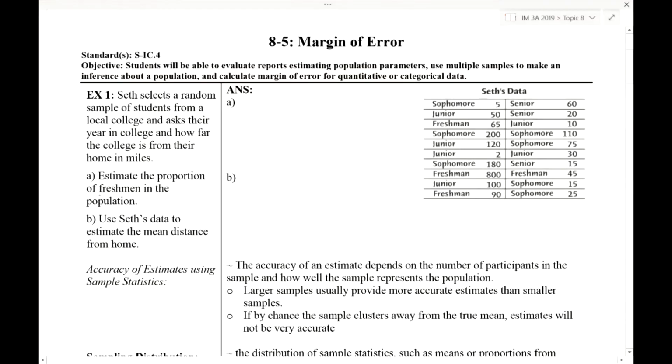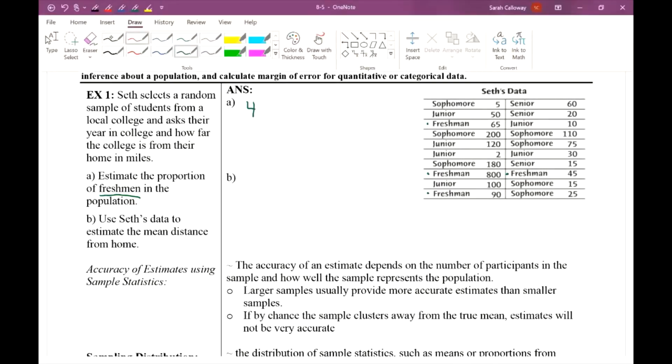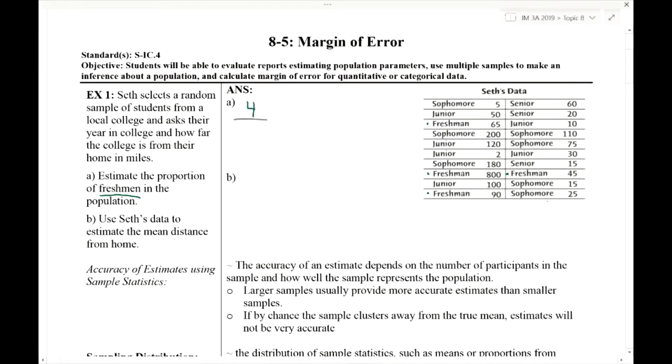So if we're looking at the proportion of freshmen in the population, all we really need to do is count how many freshmen there are. So in the sample, there are 1, 2, 3, 4 freshmen. So we're going to take 4 out of how many people is in the sample. If I count how many people there are total, there's 20 people in the sample. So if I divide 4 by 20, that's 1/5, which is 0.2. Or I could write that as 20%. So based on Seth's sample, 0.2 or 20% of the college is freshmen.